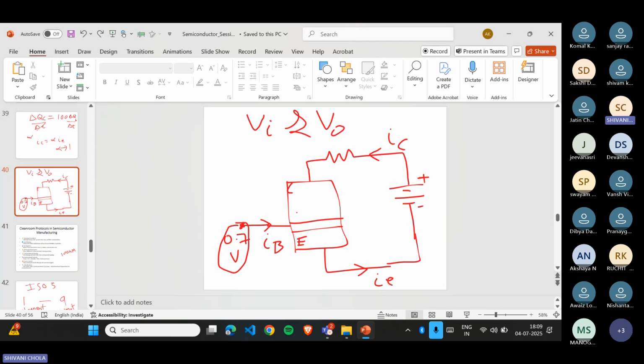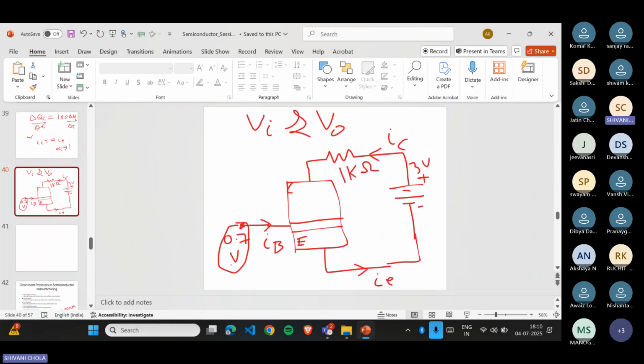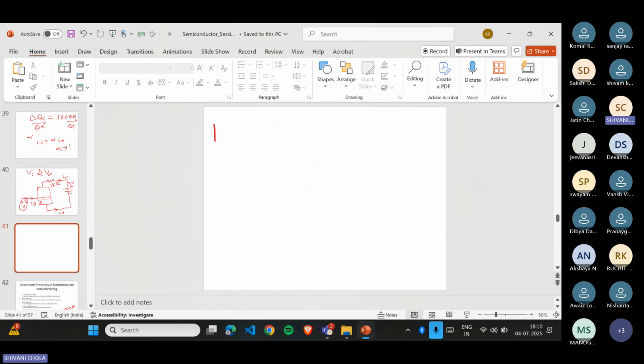All right. So now let's have some value for our voltage and for our resistor. Let's assume I'm using a battery of, let's say, 3 volt. All right. And let's have a value for our resistor. Let it be 1 kilo ohm. All right. Look at this figure, and let's say this is your first case.